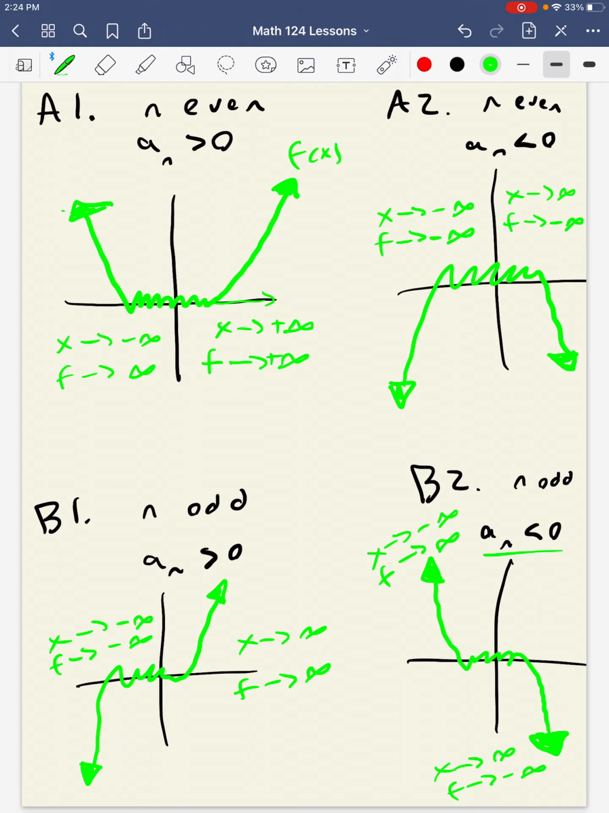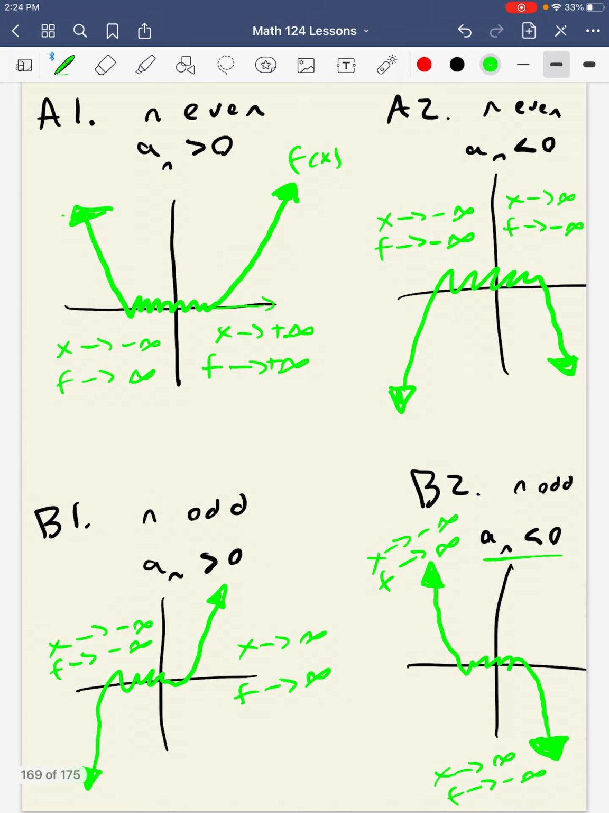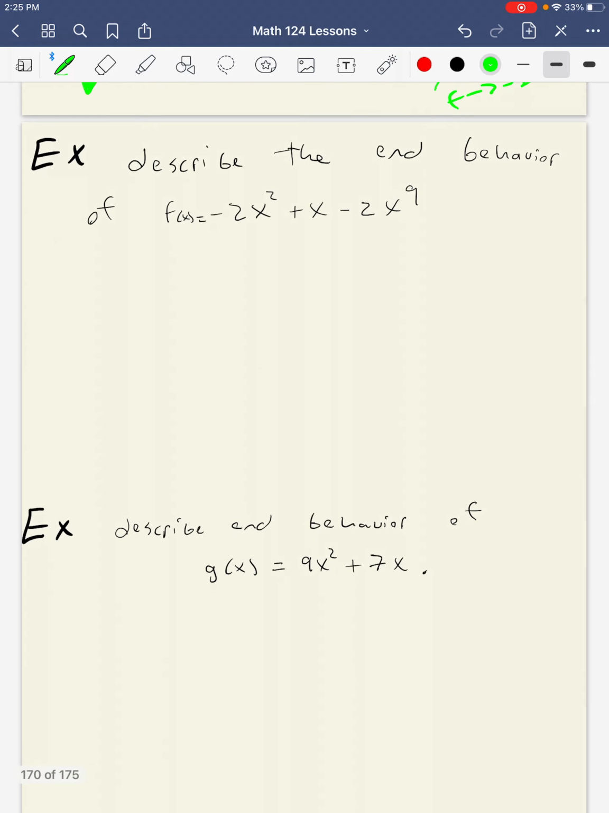Here are the 4 cases and a rough sketch of the graph of all these cases. It may help to take a screenshot of this and just sort of memorize it. But anyways, I will move on and do some examples now.